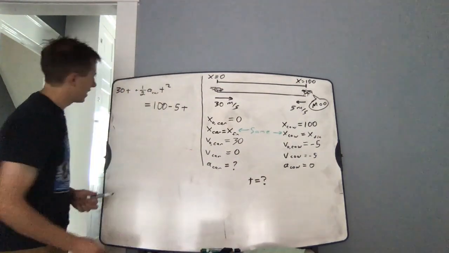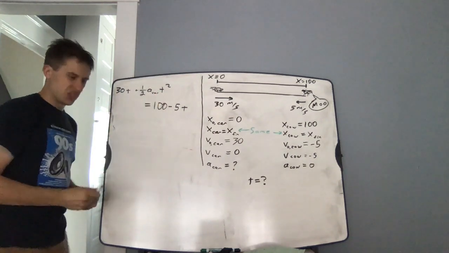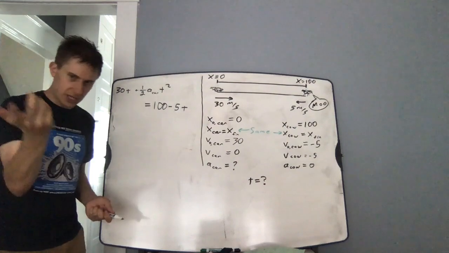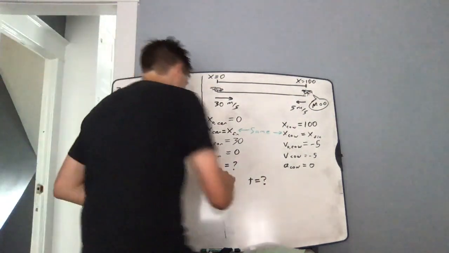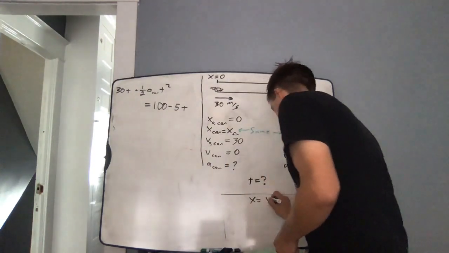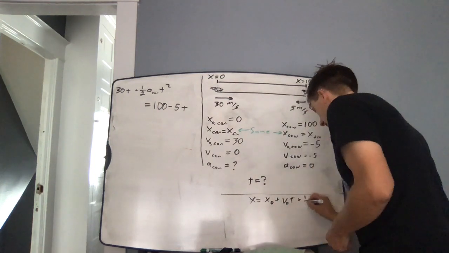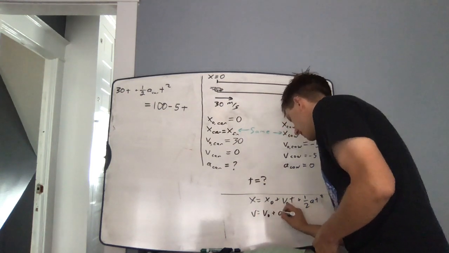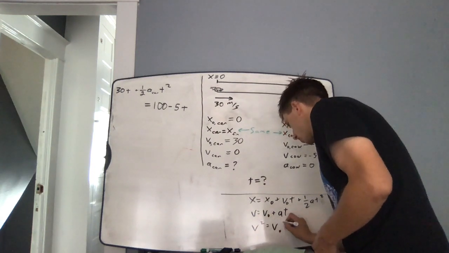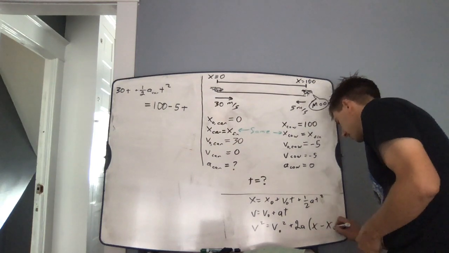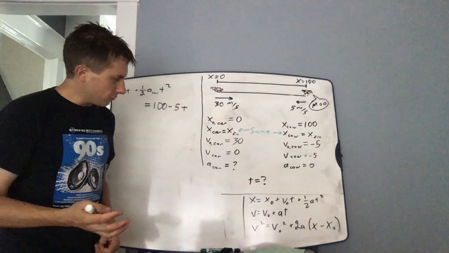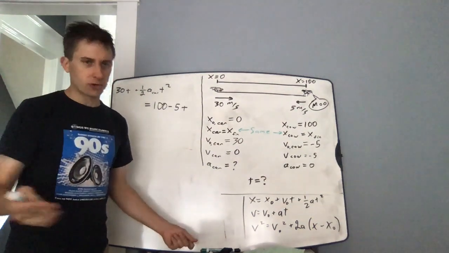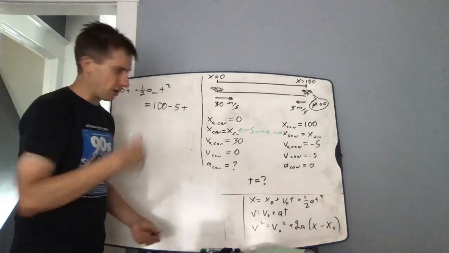Okay, so at this point, I have one equation and I have two unknowns. So we cannot solve it quite yet. We need more information. So let's think about what the other equations that we have at our disposal in this chapter are. We have x equals x naught plus v naught t plus 1/2 at squared. We have v equals v initial plus at. We have v squared equals v initial squared plus 2a times (x final minus x initial). I am allowed to use any of these equations. There's no guarantee that one particular equation will work, but if it doesn't provide something useful to me, then I'll try something else.